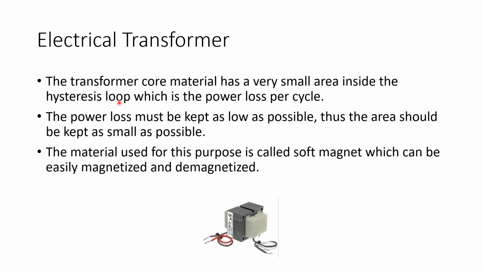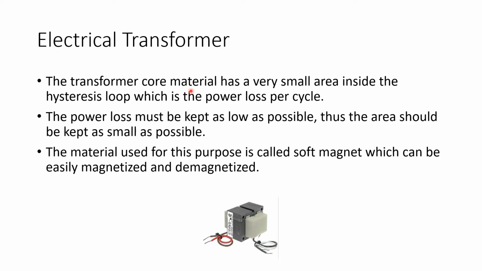And the loop, as we already know, is a representation of the power loss, okay, per cycle. So we don't want to lose the power, therefore we've got to keep it as low as possible, yeah? And lost energy has got to be kept as low as possible, therefore the area should always be small, yeah? So the material used for this purpose, we call it soft magnet because you can easily magnetize and also demagnetize, okay?